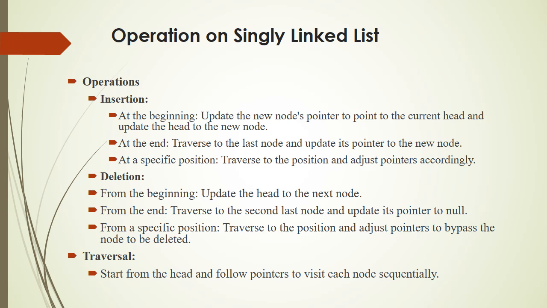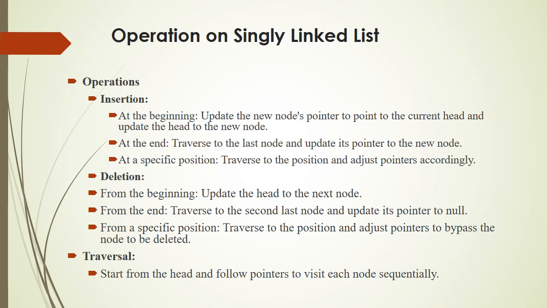To insert a node at the beginning, we simply update the new node's pointer to point to the current head of the list and then update the head to be the new node. To insert at the end, we traverse the list to find the last node and update its pointer to the new node. Inserting at a specific location involves traversing the list to find the correct spot and adjusting the pointers accordingly.